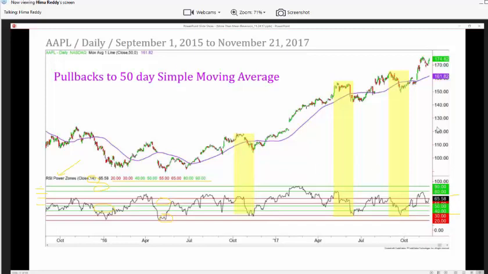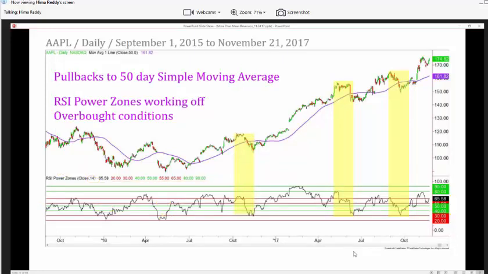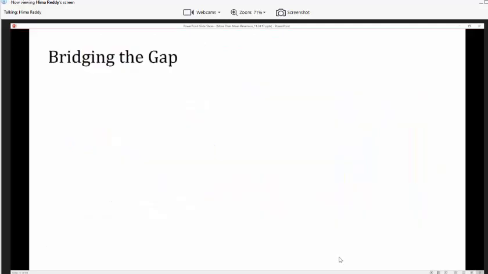And every single one of the incidences here of price moving back to the 50-day moving average was also accompanied by RSI Power Zones working off overbought conditions. All they were doing was unwinding and going back to a base, and then price would surge up again. You can see that now, all right? So if you're only applying mean reversion theory, you have limits. Let's bridge the gap now and see what else we can do.